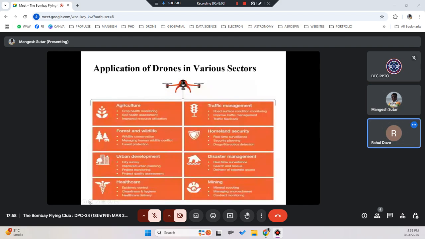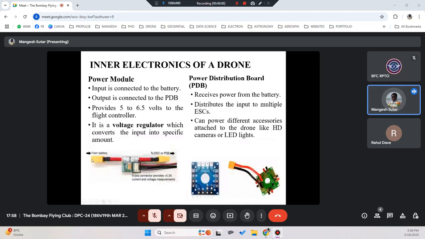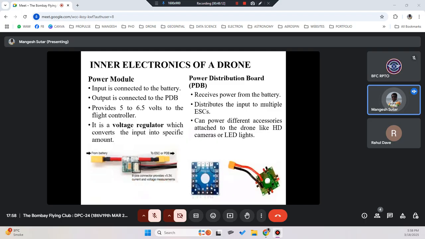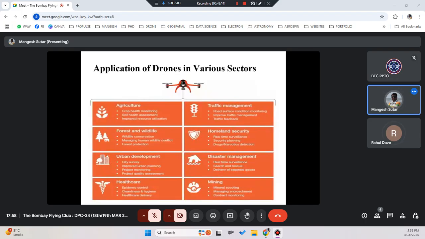Okay, so that was all about the inner anatomy of the drone and the different components of your rotorcraft. Now let's see what the applications of drones are in various sectors.